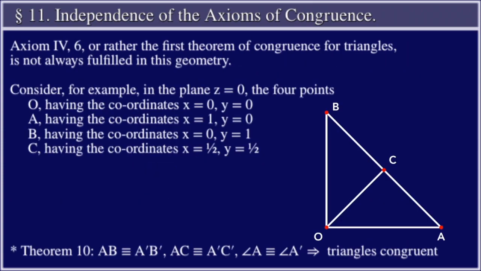Axiom 4, 6, or rather the first theorem of congruence for triangles, is not always fulfilled in this geometry. Consider, for example, in the plane z equals 0, the 4 points: O having the coordinates x equals 0, y equals 0; A having the coordinates x equals 1, y equals 0; B having the coordinates x equals 0, y equals 1; C having the coordinates x equals 1/2, y equals 1/2.